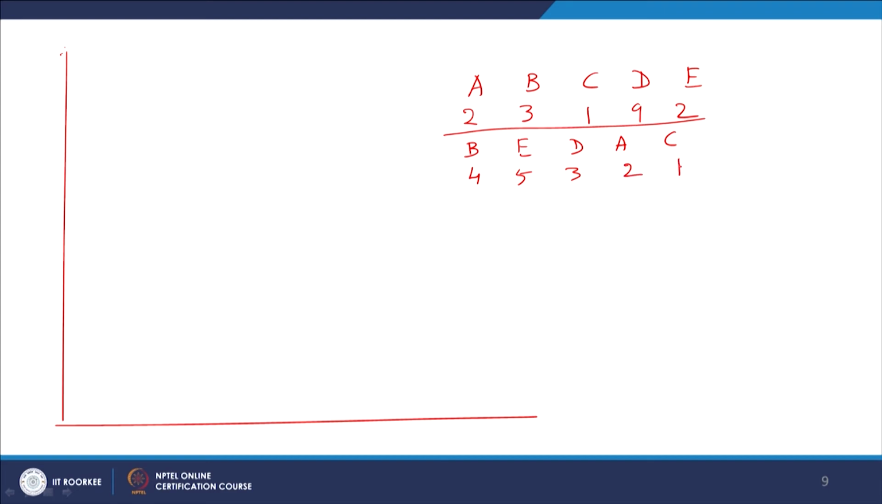Now, we have to plot all this information on this axis. So, let us do it 1, 2, 3, 4, 5, 6, 7, and similarly on the y axis.